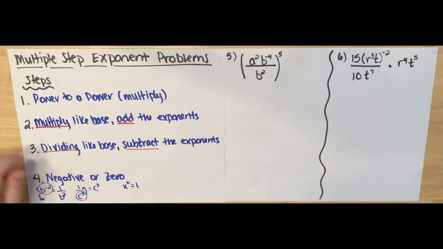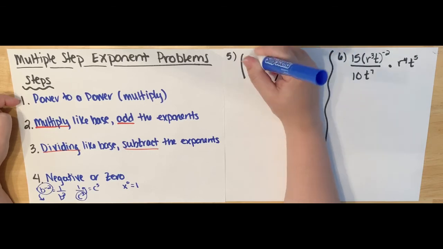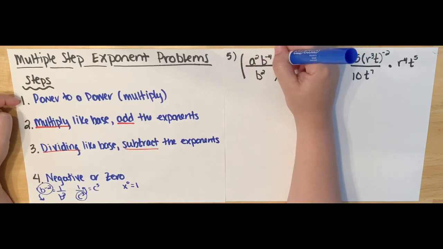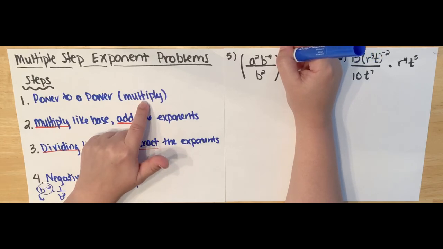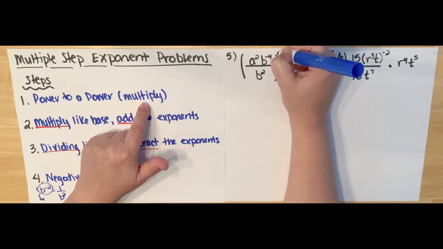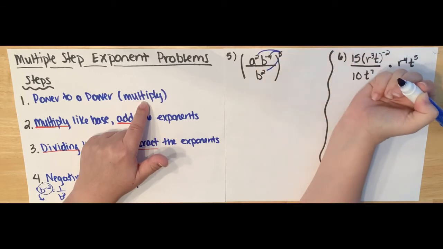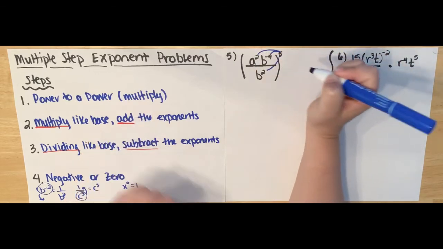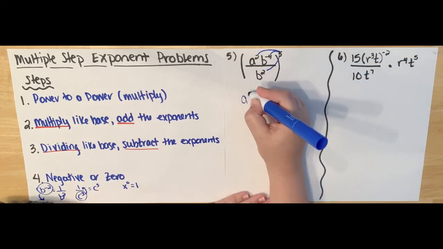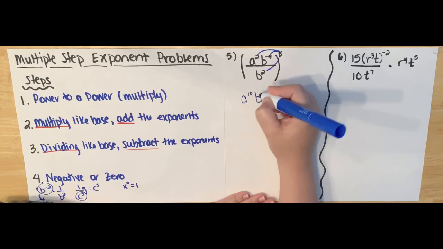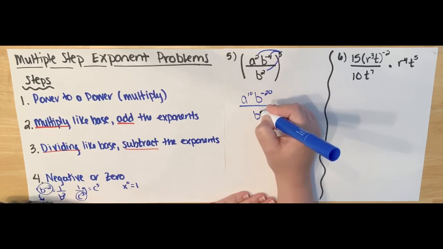Moving on to problem number 5. Let's check for power to a power. I definitely have parentheses, and I see a power or an exponent outside it. Remember, we're going to be multiplying the 5, this power, to all other powers inside. So it applies to every base inside, including the denominator's base, or bases. So at this point, I have a to the 10th, b to the -20th, over b to the 10th.